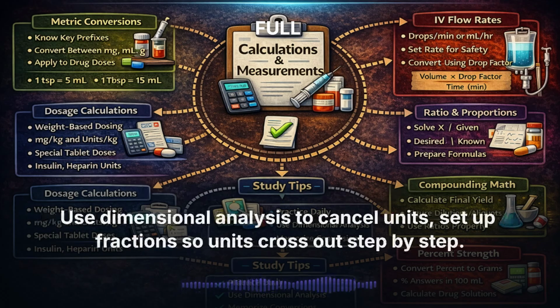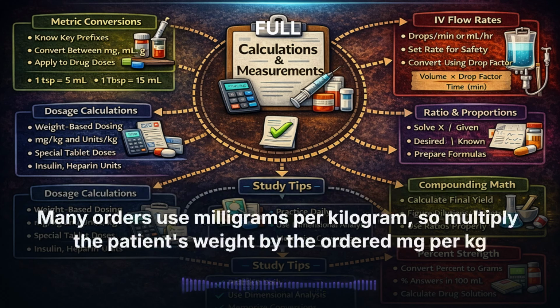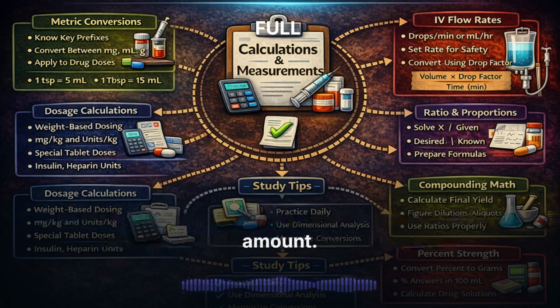Use dimensional analysis to cancel units, set up fractions so units cross out step by step. When you calculate doses, always double-check patient weight, drug strength, and dose order before proceeding. Many orders use milligrams per kilogram, so multiply the patient's weight by the ordered milligram per kilogram amount.